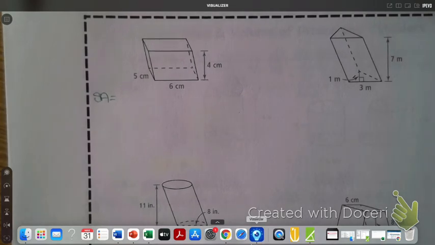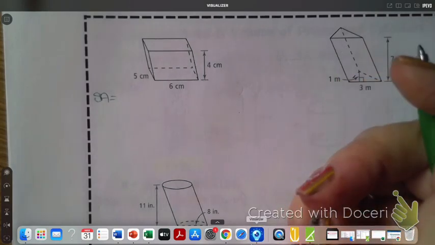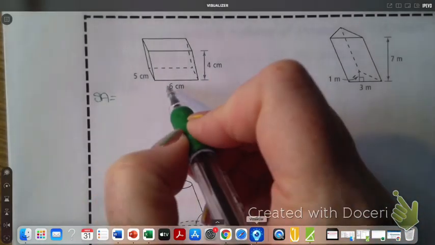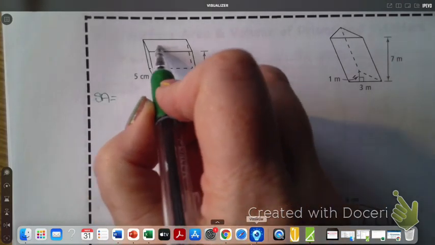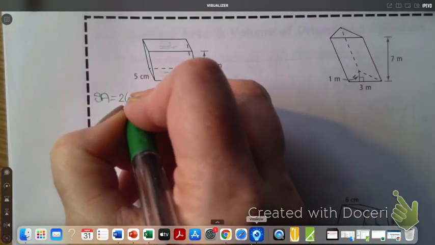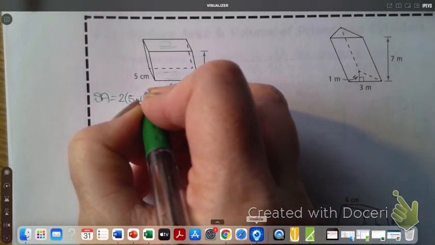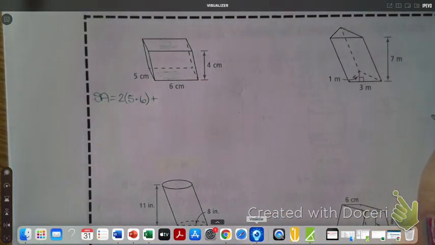I already know how I'm doing. Okay, pick a side. Give me a dimension. 5 by 6. So if I have 5 by 6, that's the bottom and the top. So you have 2 of those. So you have 2 times 5 times 6, plus, pick another side.